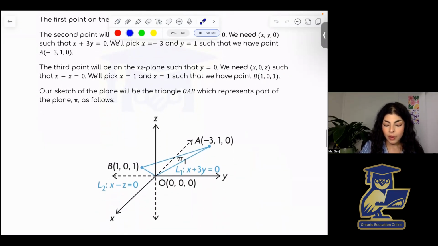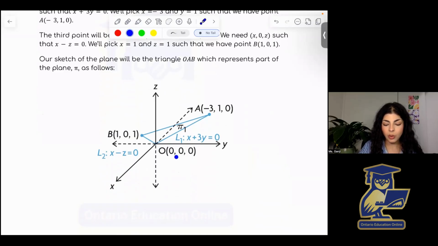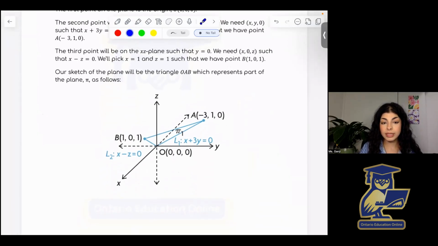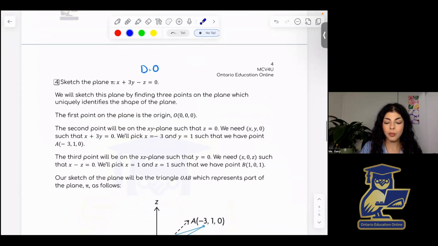So now I plot those 3 points. So I had the origin, here is point B, and here's point A, and all you do is connect them. So in this case, you don't actually need a parallelogram. So just a triangle in itself will suffice as the shape of the plane, and that's it. You would be done, and that's your sketch right there. So again, when D is equal to 0, now you have a method for finding 3 points and then being able to sketch the graph.